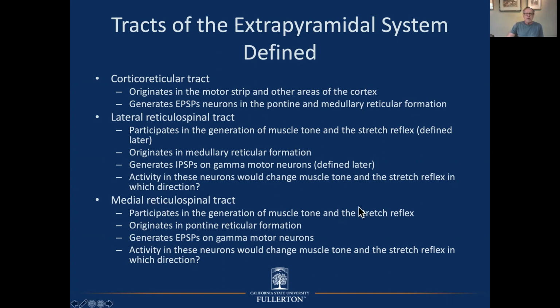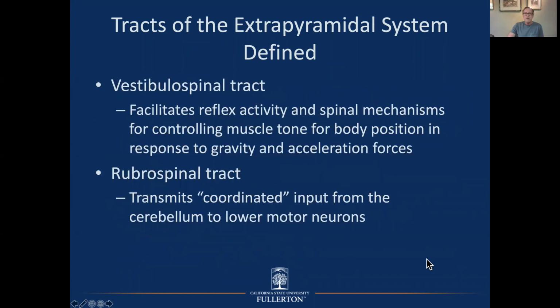The medial reticulospinal tract participates in generation of muscle tone and stretch reflex as well. So you see, these first two points are the same. It originates in the pontine reticular formation. Hence, the pontine is not in the name here. No, you just have to remember it. Lateral reticulospinal starts in the medullary reticular formation. Medial reticulospinal tract starts in the pontine reticular formation, and it generates EPSPs on gamma motor neurons. And I asked the question, activity in these neurons would change muscle tone and the stretch reflex in which direction? It would increase them.